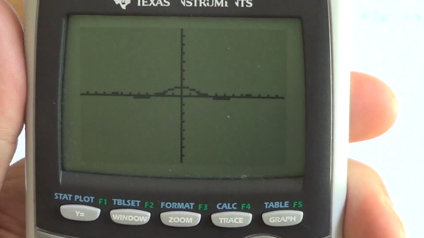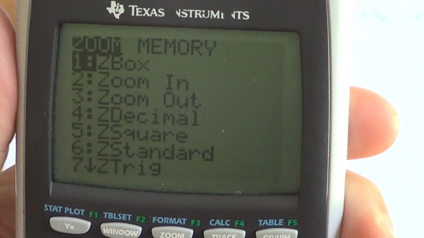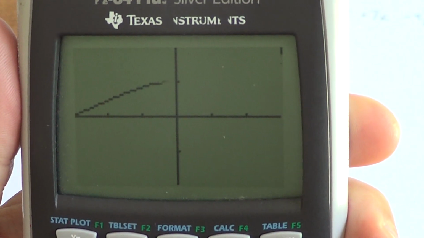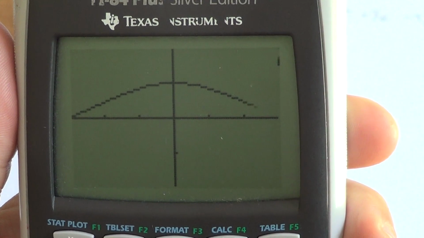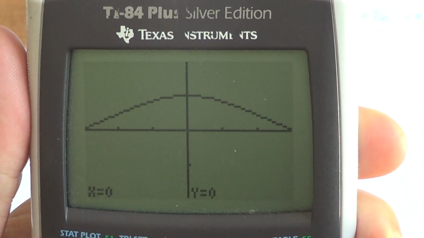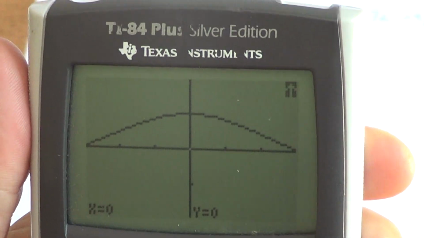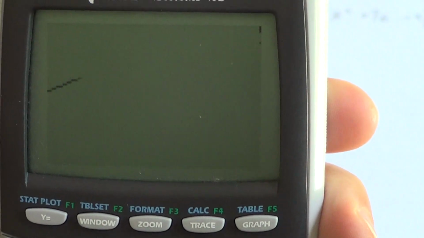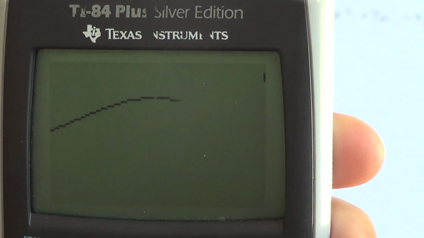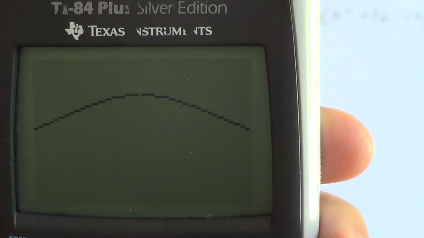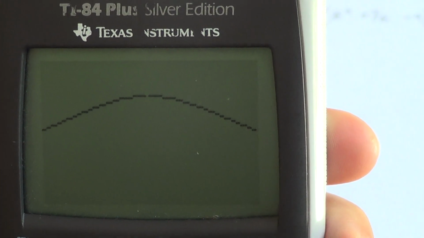You can't really see the hole, and that's partly because the axes are on, but I'm going to zoom in again. And I'm also going to turn the axes off real quick, so that's under format. Turn these axes off, graph it. So you'll be able to see right there up at the top there's a missing pixel. Alright, so that's my 0 over 0, that's where that hole is occurring.